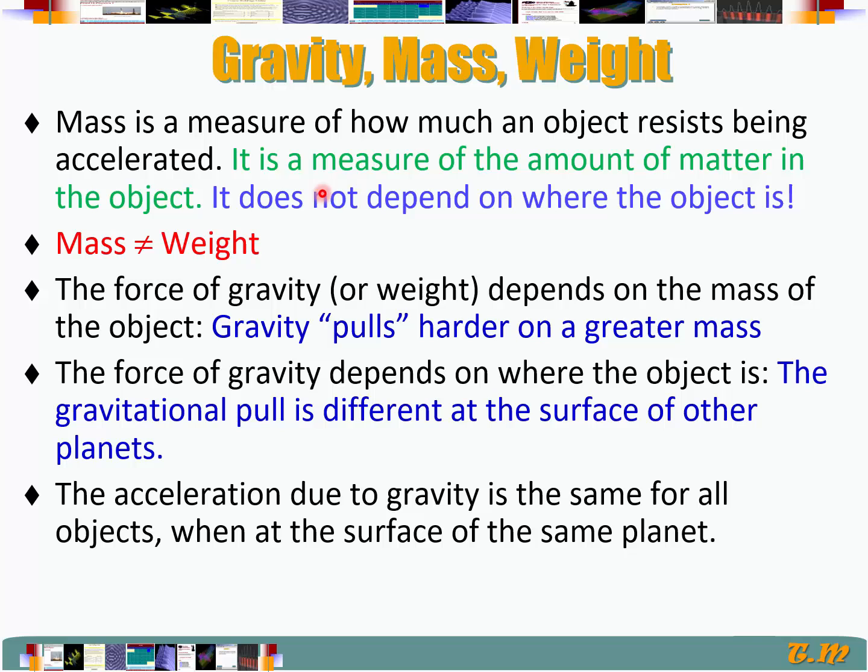The force of gravity, the weight, depends on where the object is. For example, the gravitational pull is different at the surface of other planets. It is different at the surface of the moon, for example. It's about 1/6 of the pull it exerts on Earth. Now, when you are at the surface of the same planet, the acceleration due to gravity, when there are no other forces present, is the same for all objects.